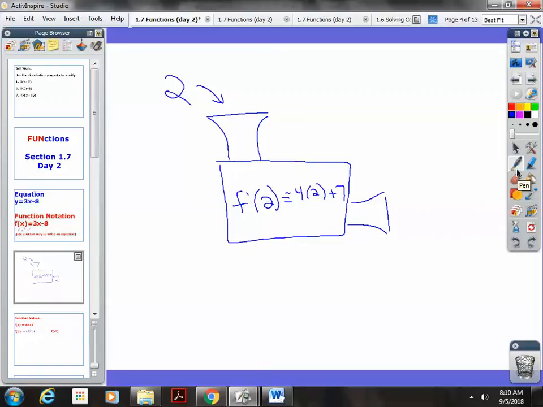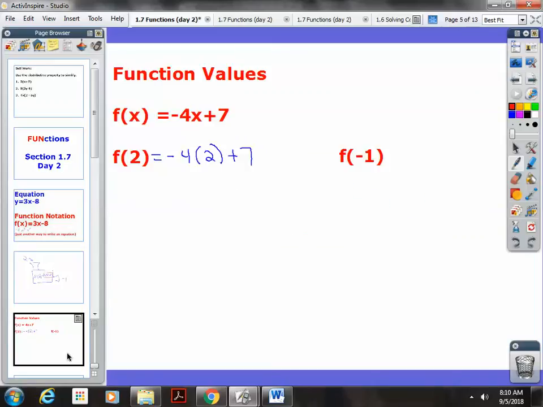Well, when I do the math, right here, what do I get? What number is going to come out of this machine? It's negative 4. Negative 4 times 2 is? Negative 8 plus 7? It's going to shoot negative 1 out of the machine. I put 2 in and I get out negative 1. So again, we said negative 4 times 2 is negative 8. Negative 8 plus 7 is negative 1.